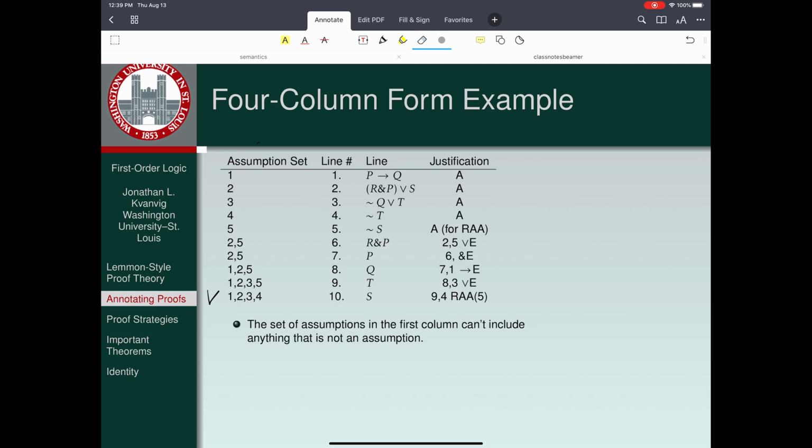Notice, however, that we had another assumption in this problem. Line 5 has us assuming not S.